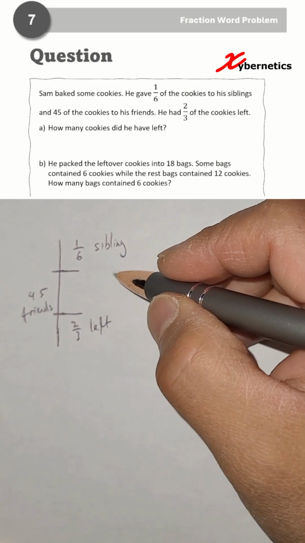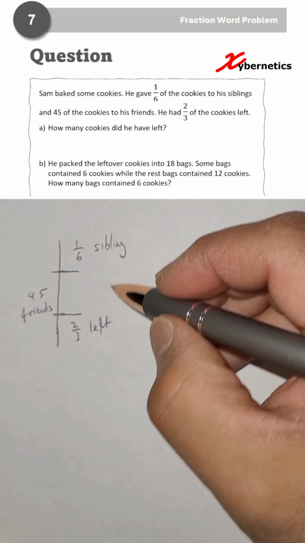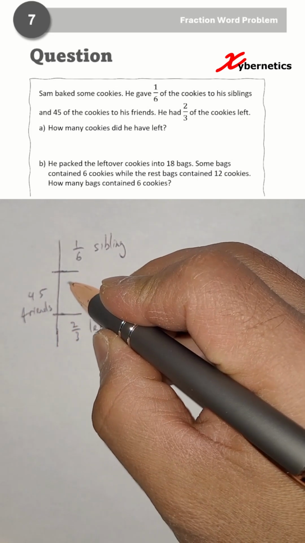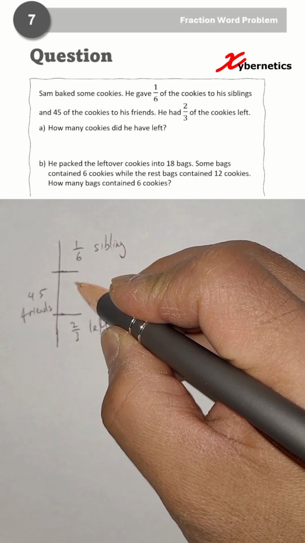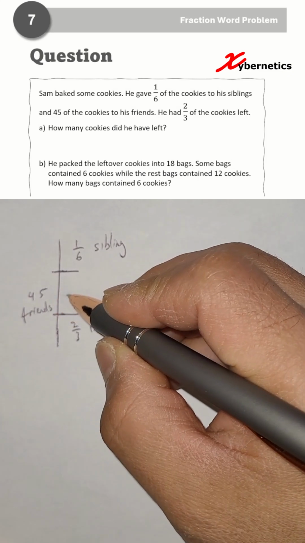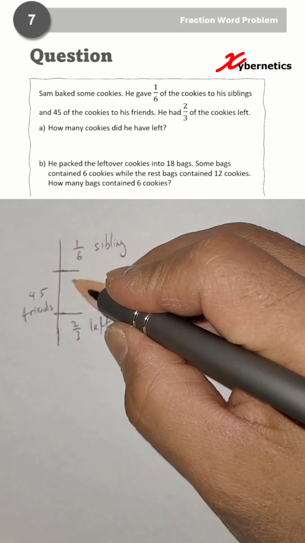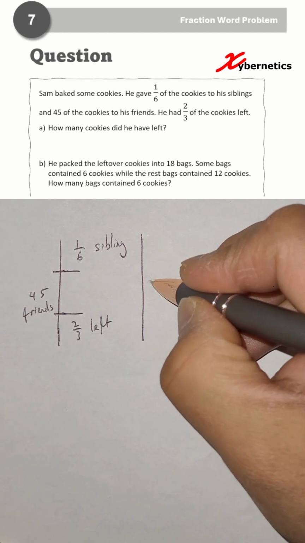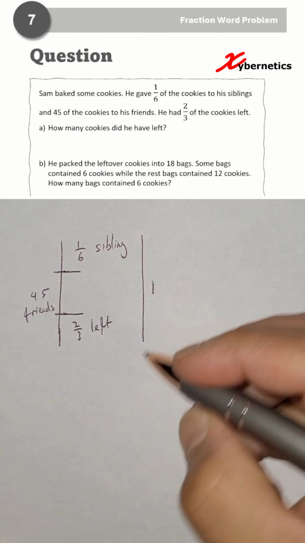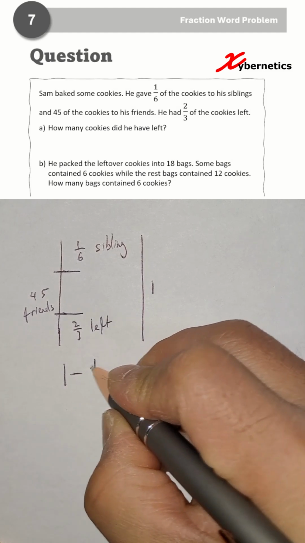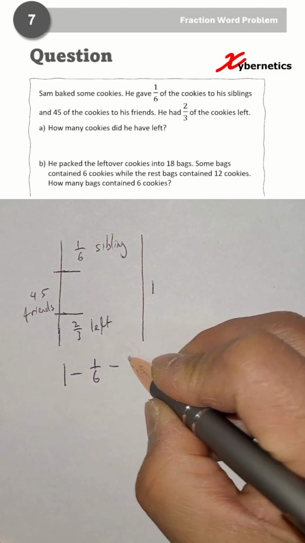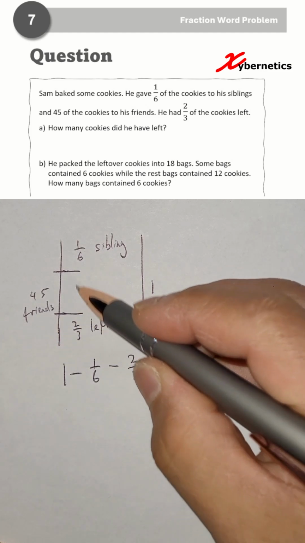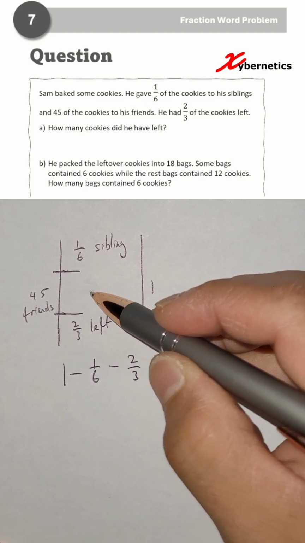So the question in part A is asking how many cookies were left here. So basically we're looking for this value here. The way to do it is, first of all, you're going to have to find out what is the fraction value for 45 cookies to friends. The first thing you have to know to tackle this is that on the fraction side, the entire total is always equal to 1. Right? So we're going to say 1 minus 1/6 to sibling minus 2/3 that was left. That's going to give you the actual fraction for their friends.